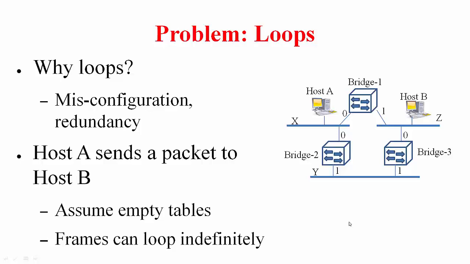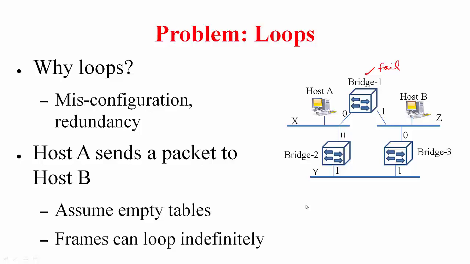Often redundancy is deliberately added for fault tolerance purposes. For example, in this particular case, if this bridge were to fail, you still want the LAN segments to have a path to talk with each other. So that way you can send it in this particular fashion. Earlier, maybe host A talked with host B via bridge 1. In case this failed, it should be able to talk via bridge 2, bridge 3. So such loops can happen as part of the network topology.